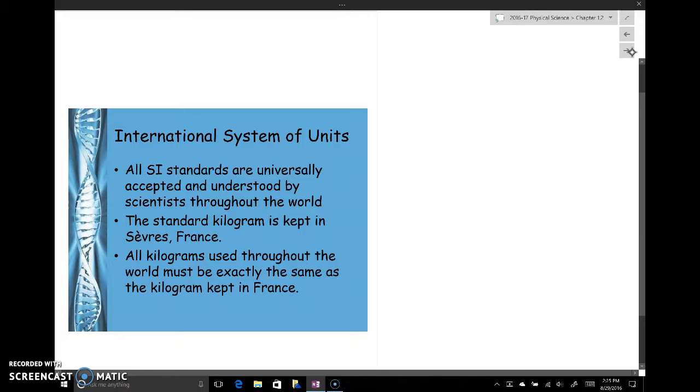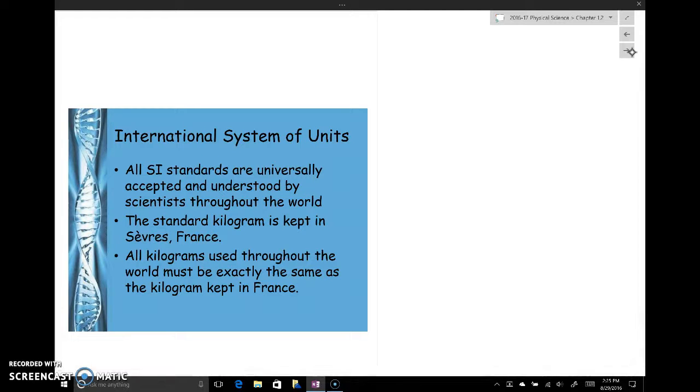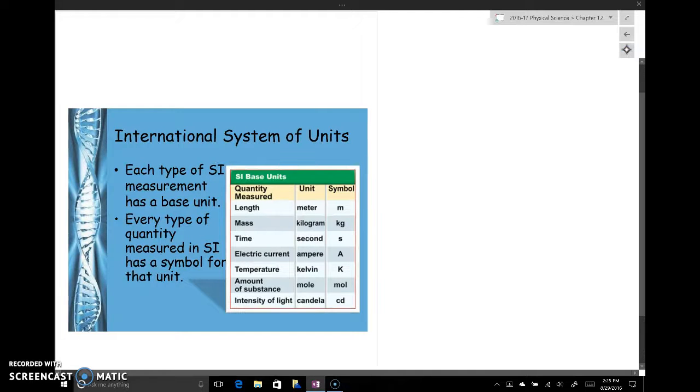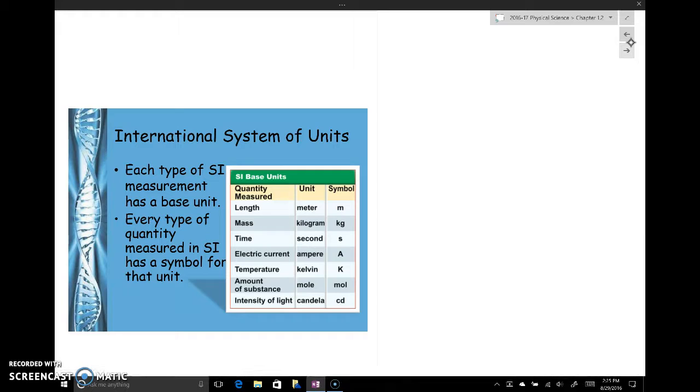So a system was developed called the International System of Units. It's called the SI standard. And an example of this would be the kilogram. So the SI standard unit for mass is the kilogram. And a kilogram cylinder of metal is kept in France, and all other kilograms are compared to that kilogram to make sure that everyone is representing a kilogram of mass as the same amount.